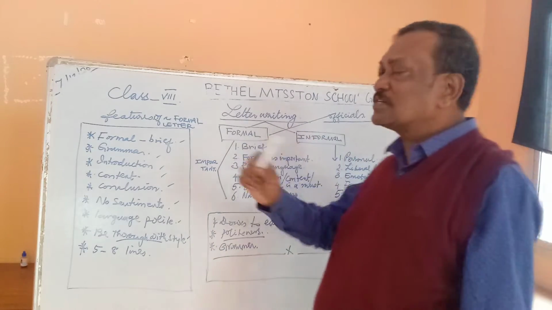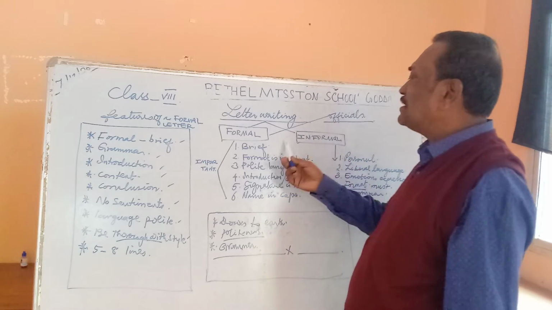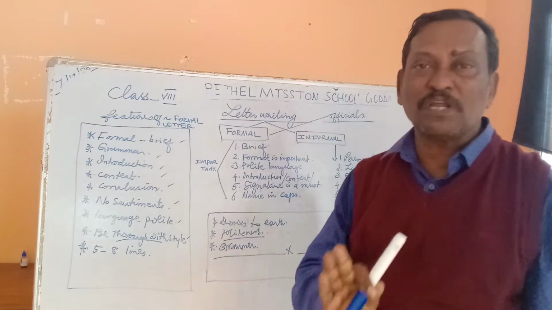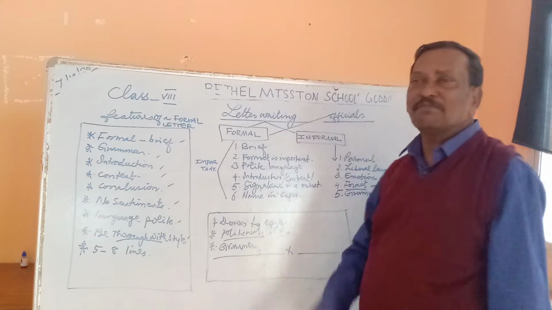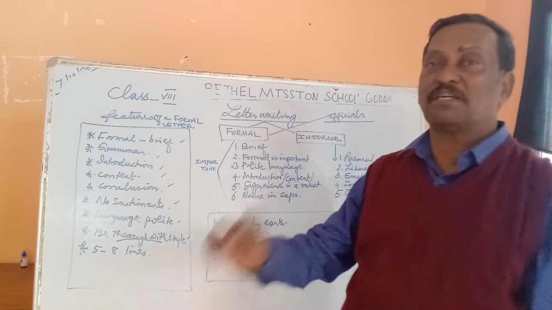So letter writing consists of two letters. One is a formal letter, the other one is the informal letter. Now today we will be discussing the features of a formal letter. This is very important.